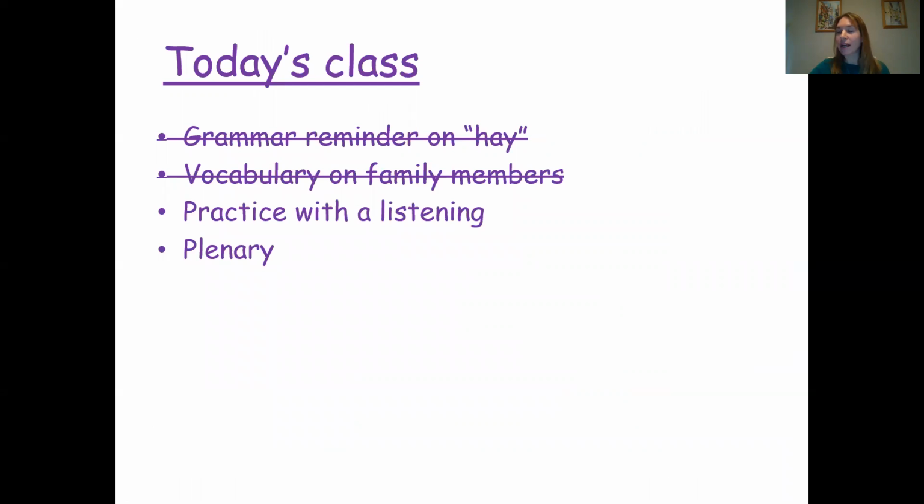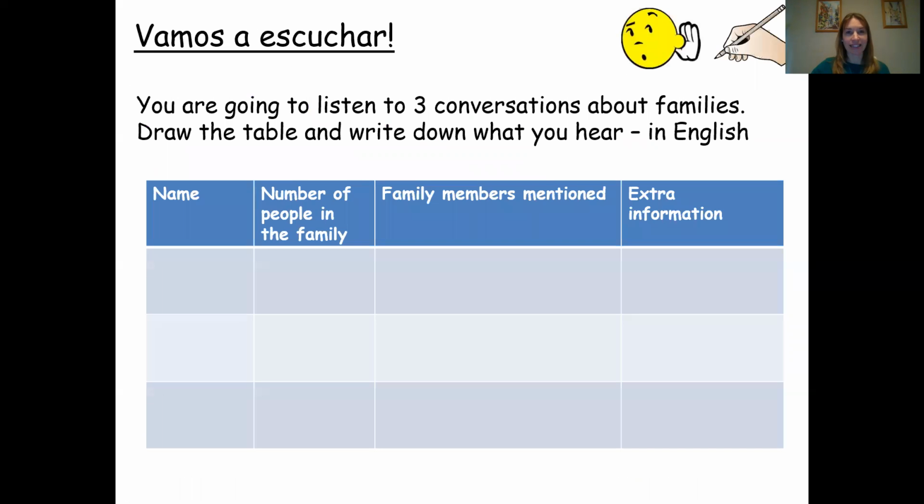So now we're going to practice with a listening exercise. So vamos a escuchar. You're going to listen to 3 conversations about families. I would like you to draw the table in your books and write down what you hear in English. Okay, it's going to be me saying it. Feel free to pause me and replay me. Ideally, I'd like you only to listen to me twice, but if you feel like you need a 3rd time, then that's fine as well. Okay, so I'll read these out to you now.